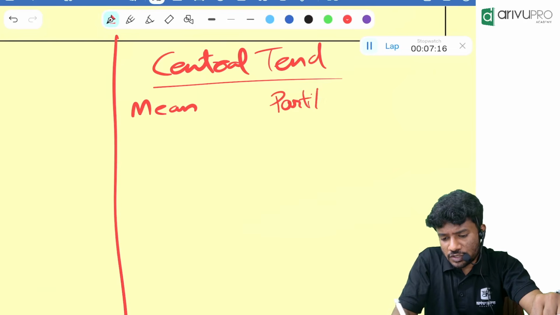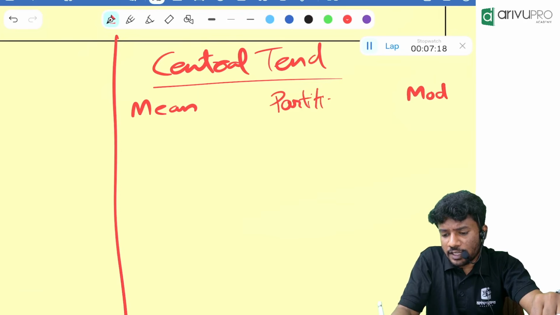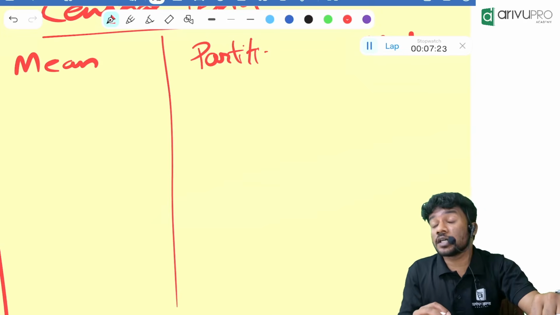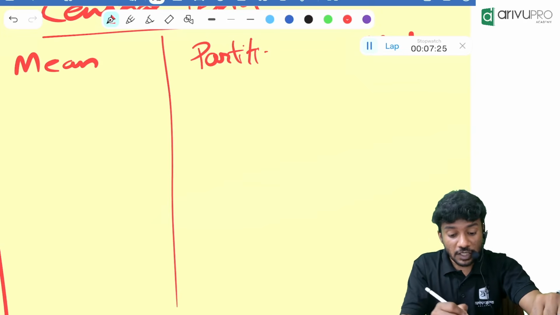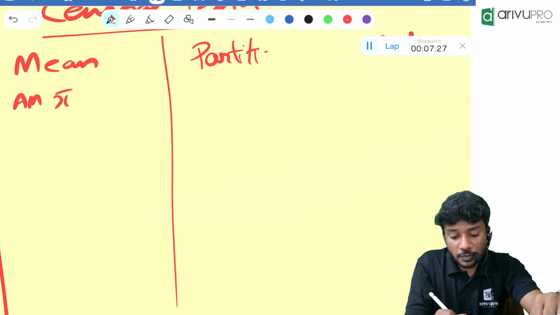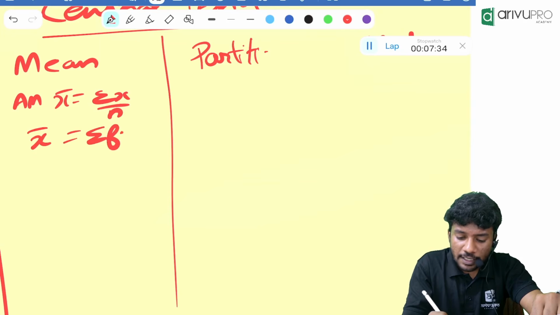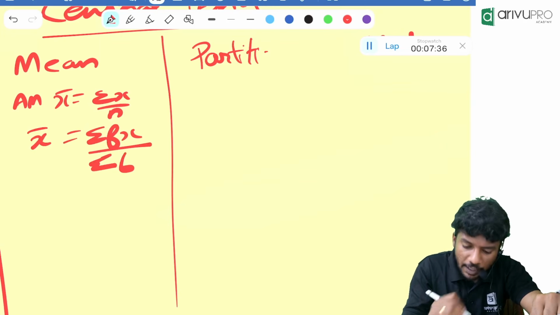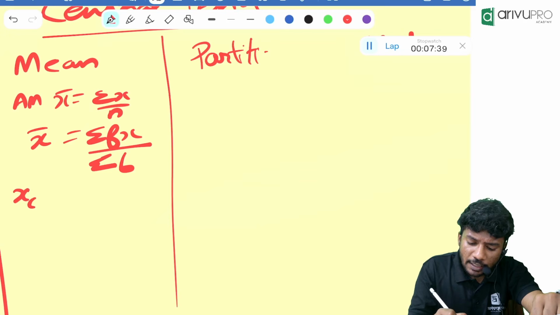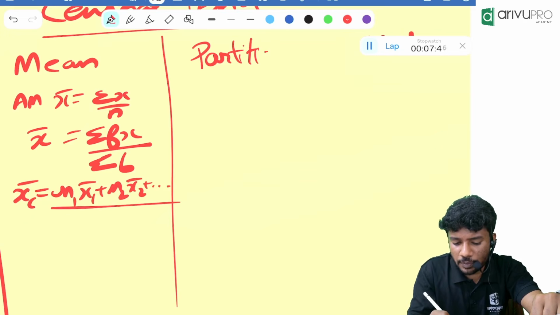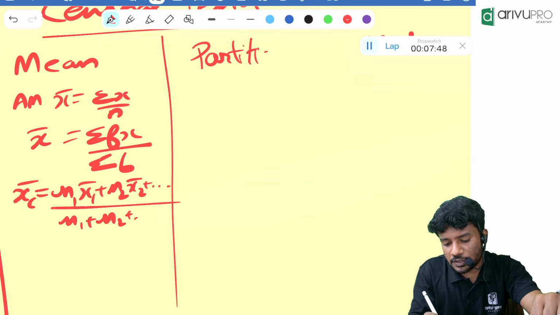Partitions, okay. Then finally, mode is there. In mean itself we have three things. Which is it? Arithmetic mean is there. AM: x bar is equal to sigma x divided by n, or for grouped data x bar is equal to sigma fx divided by sigma f. Then people, what is a combined mean? That is n1 x1 bar plus n2 x2 bar plus etc. divided by n1 plus n2 plus etc.